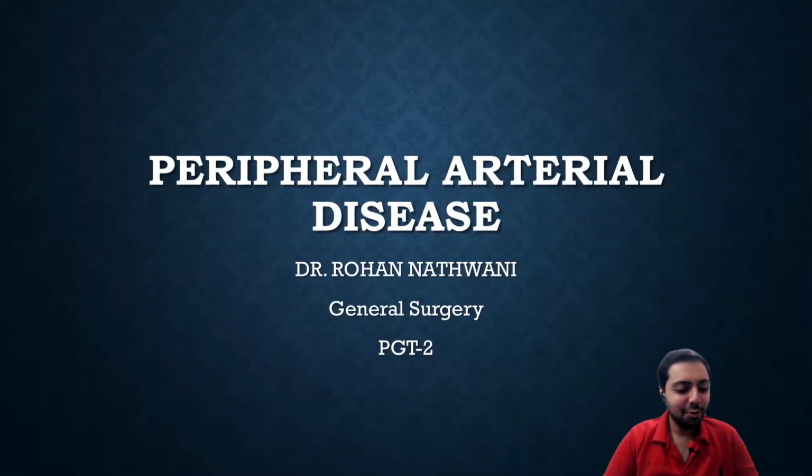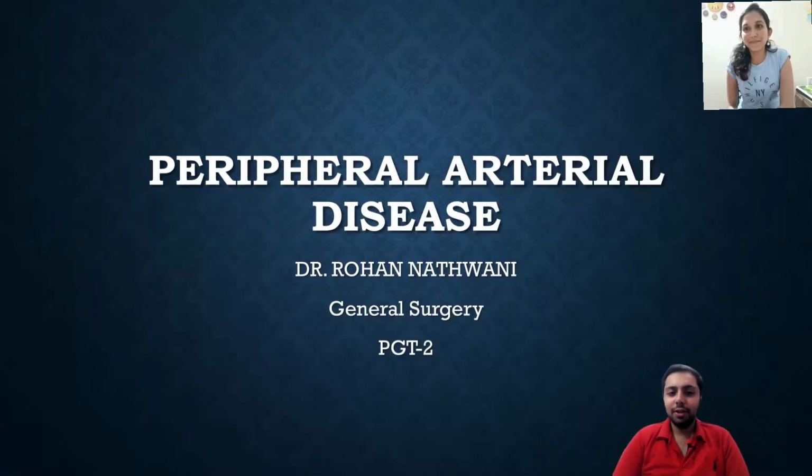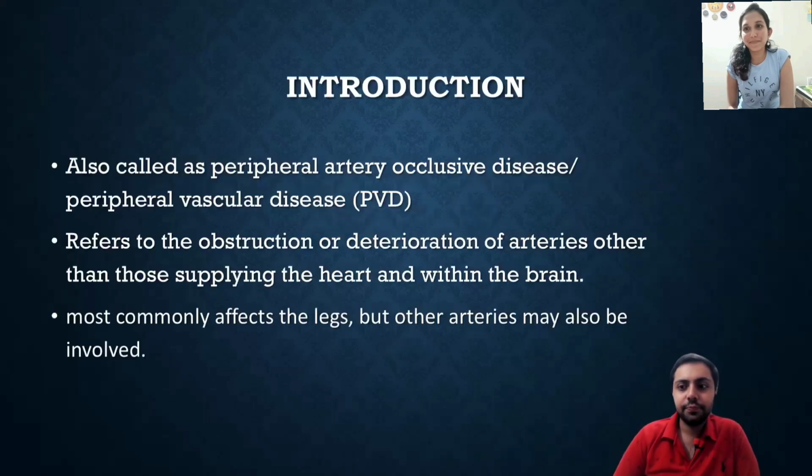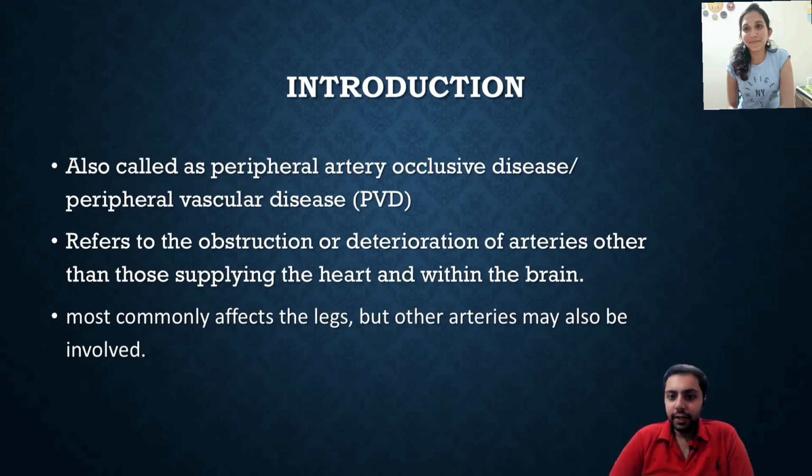Okay, so we will begin with the topic. The topic for today is peripheral arterial disease. So let's begin with the introduction. It is also called peripheral arterial occlusive disease or peripheral vascular disease. Basically it refers to the obstruction or any deterioration in the arteries which supply areas other than the heart and the brain. Most commonly it affects the legs, but other arteries are also involved.